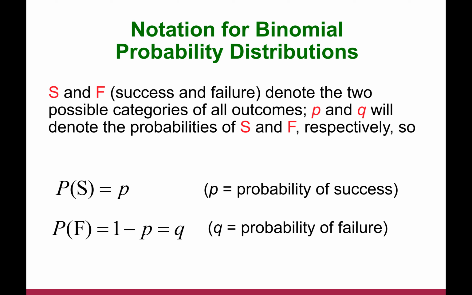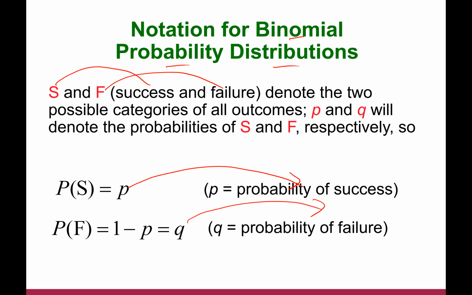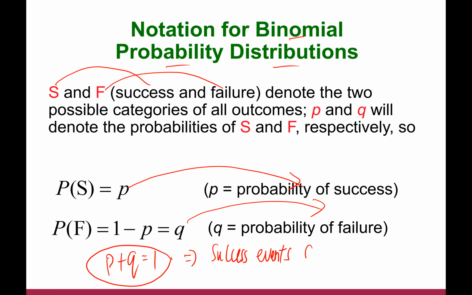Let's take a look at some notation for the binomial probability distribution. Success or failure denote two possible category outcomes, P and Q. P represents the probability of success. Q represents the probability of failure. They are complements: you either have a success event or a failure event. So if you add P and Q, it's equal to 1. Success events and failure events are complements.